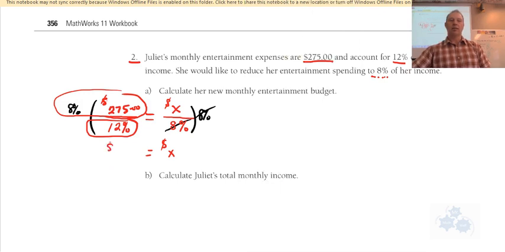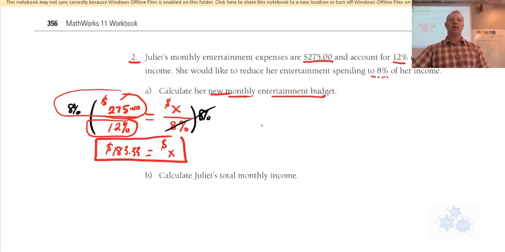183.33. So does that seem logical? Okay, so if 275 was 12%, 183.33 is 8%. That seems very logical to me. That seems like a good answer there. Okay, so this is her new monthly entertainment budget. Does everyone see that? $183.33. You guys okay with that? A simple proportion. Yeah, question?